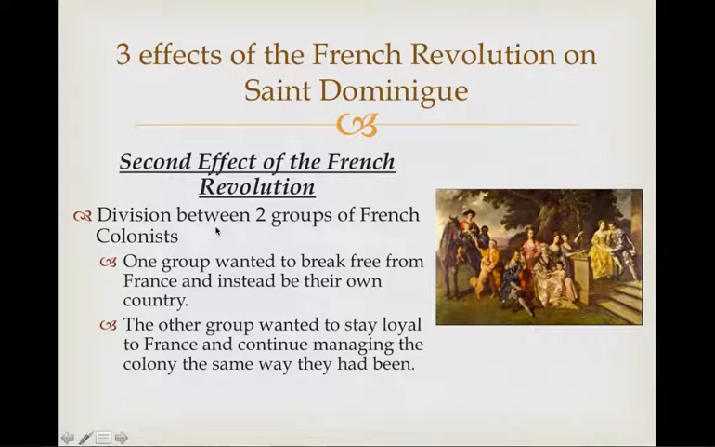We can run this colony by ourselves. Let's start our own country, and we'll break free from France. And then the other group said, no, we really like being a part of France and having that country look out for us. And it's okay, they can keep managing us. So there was a division there.